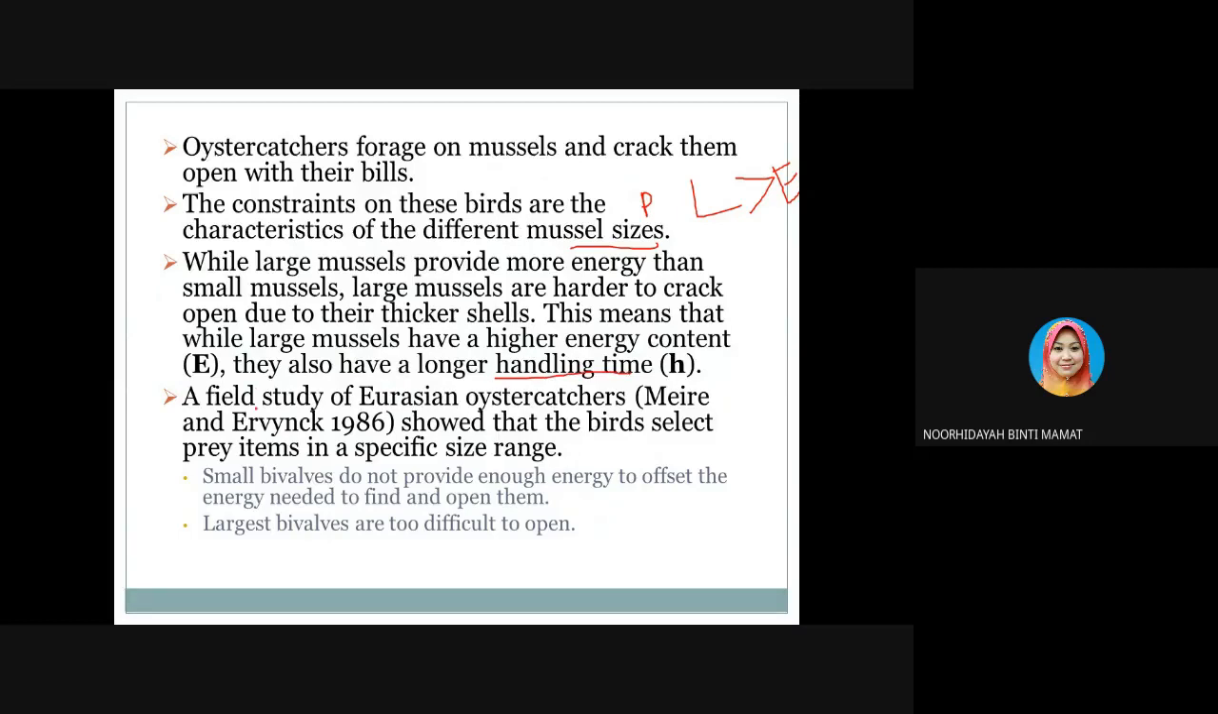A field study of the oystercatcher shows that the birds will select items in a specific size range, even though there are larger mussels. The small bivalves do not provide enough energy to offset the energy needed to find and open them, but the largest bivalves are too difficult to open. That is why they select the specific size range.